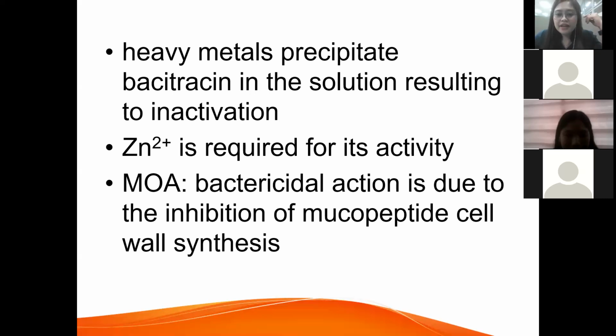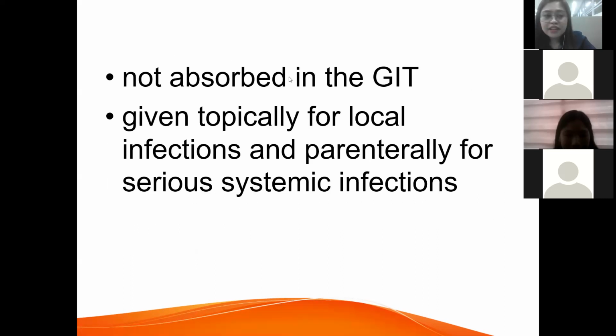Now, how about the mechanism of action? The same with that of the vancomycin and teicoplanin. Bacitracin is still a bacterial cell wall synthesis inhibitor, specifically on the mucopeptide part of the cell wall. Remember the term mucopeptide. Muco means sugar and peptide is for protein. That part of the cell wall ang gina-inhibit ni bacitracin. The same thing with the other two polypeptides we have already discussed. You can ask question anytime, ha?